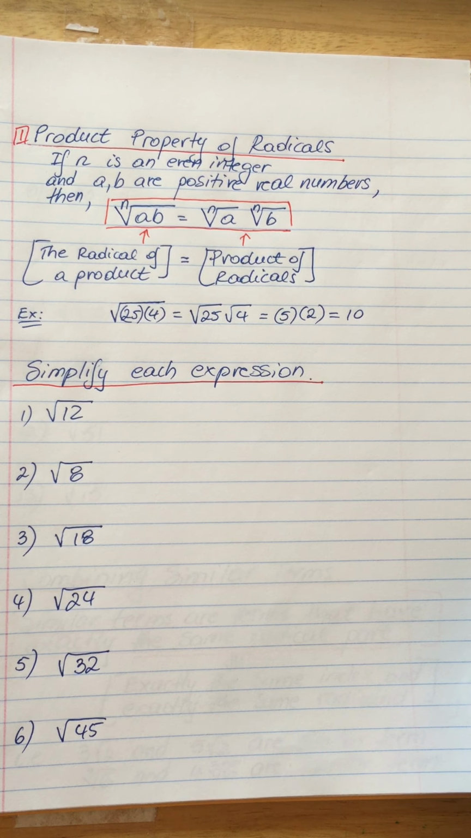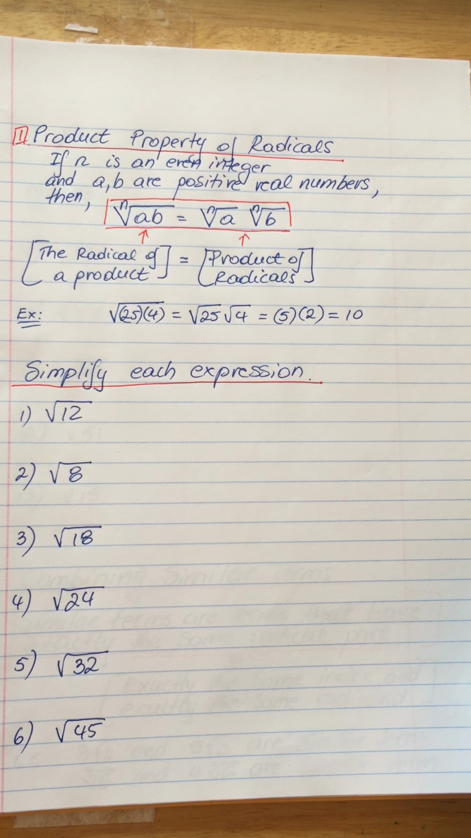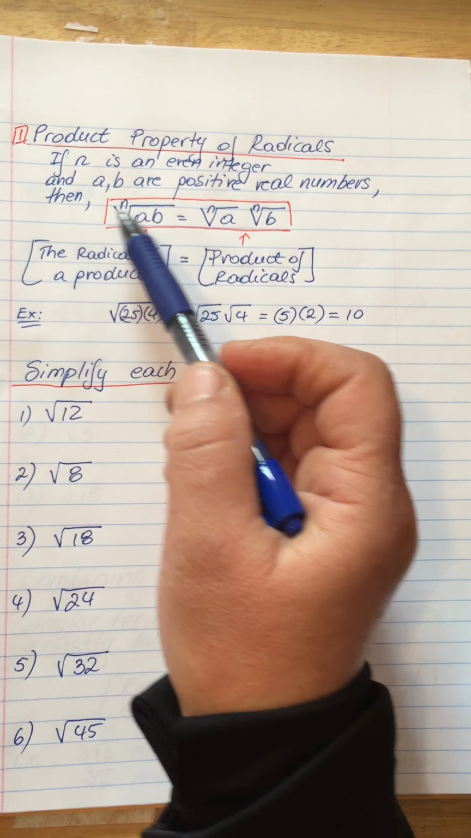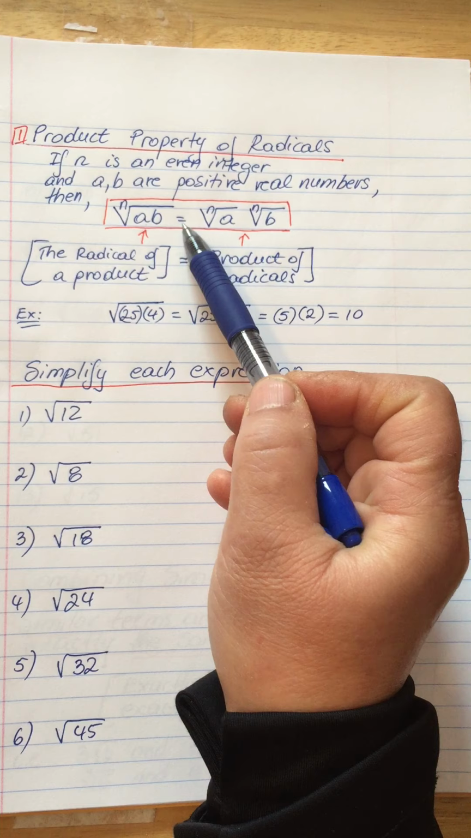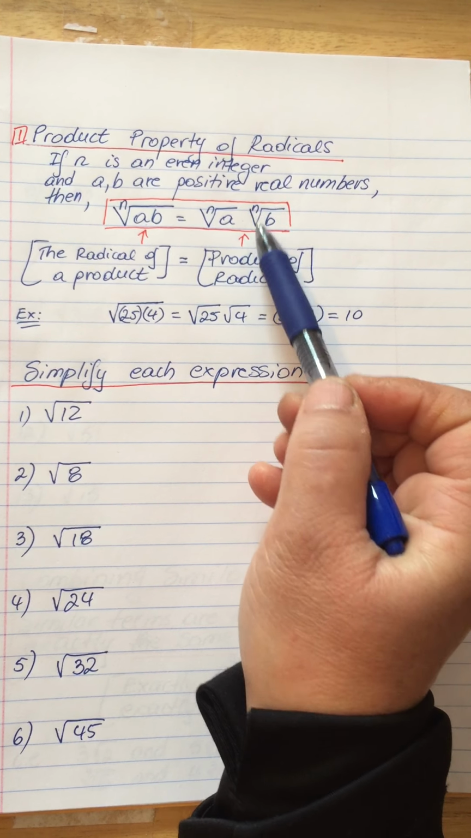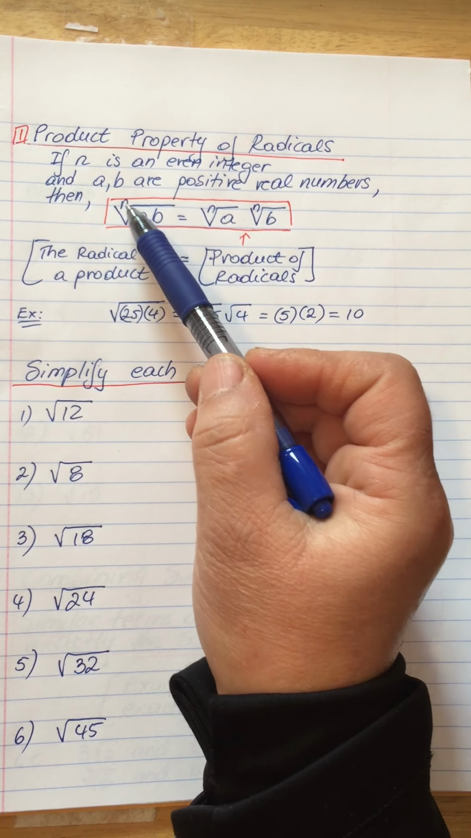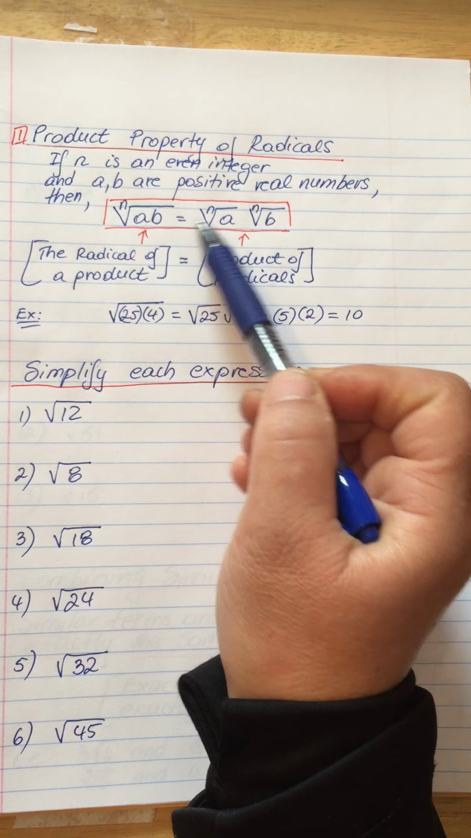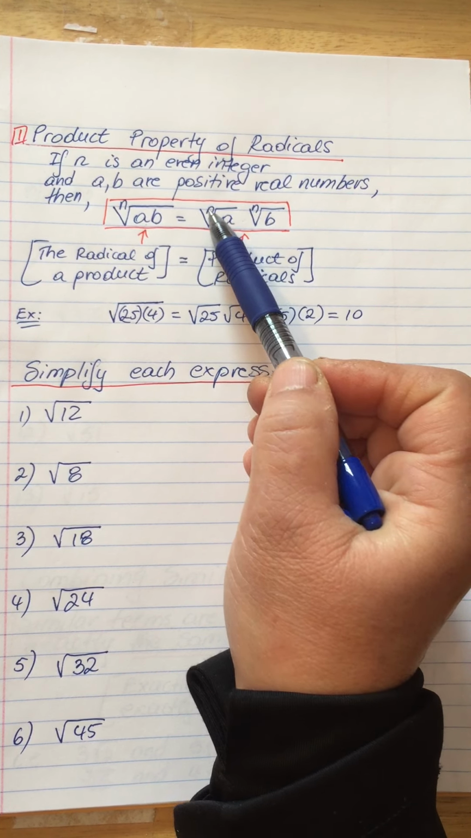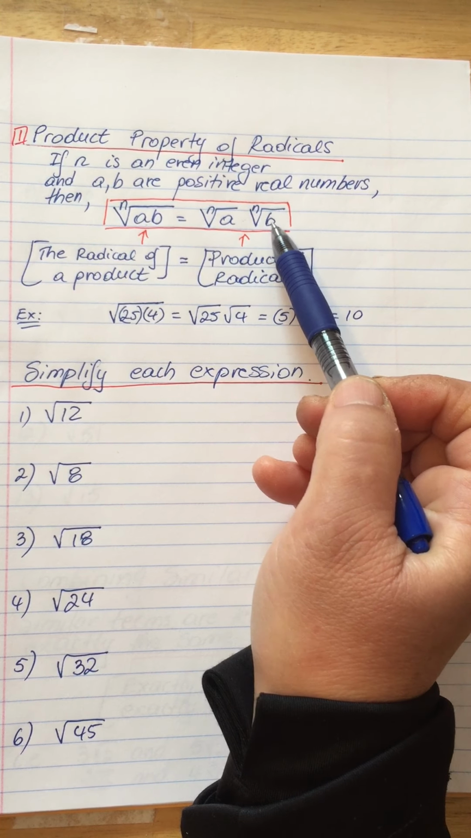Now let's talk about the product property of radicals. If the index is an even integer and a and b are positive real numbers, then the radical of a product is equal to the product of the radicals. For example, the nth root of the product a times b is equal to the product of the nth root of a and the nth root of b.